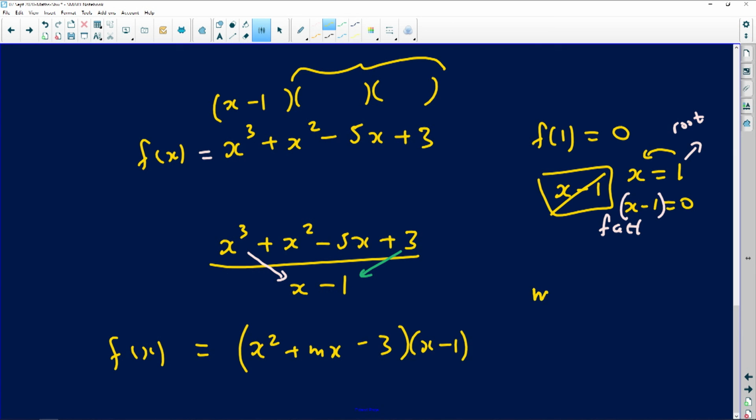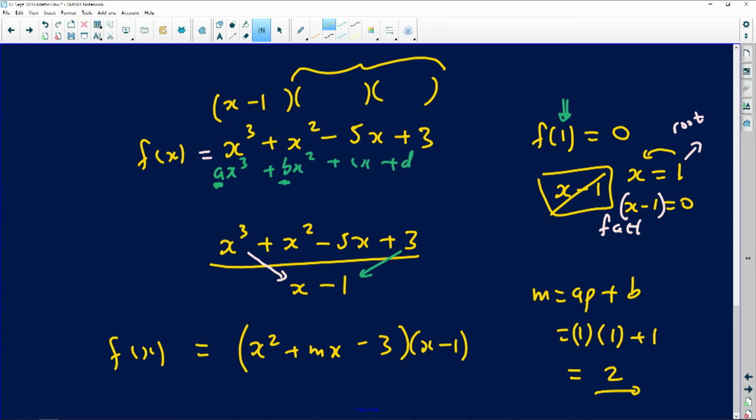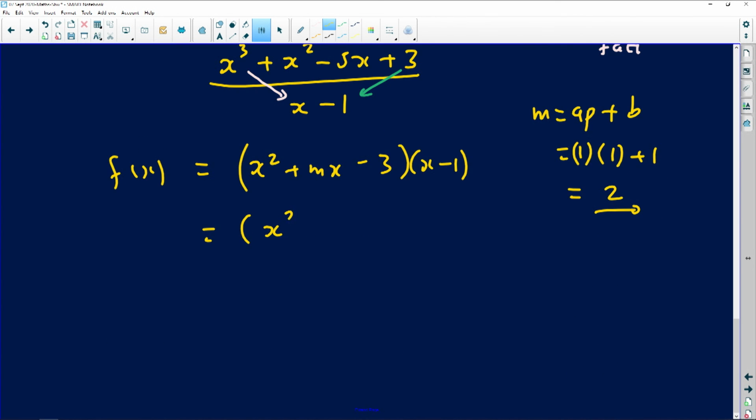What is that m? Well, monkeys eat apples plus bananas. Your a is 1 from the cubic. Your b is going to definitely also be a 1. Where am I getting the a and the b? This is in the form ax cubed plus bx squared plus cx plus d. So my a and my b, the apple and the banana, are coming from the cubic. And the p value is this number here that gave us the first factor, which is 1 in our case. So plus 1, my final solution there says my monkey is a 2.